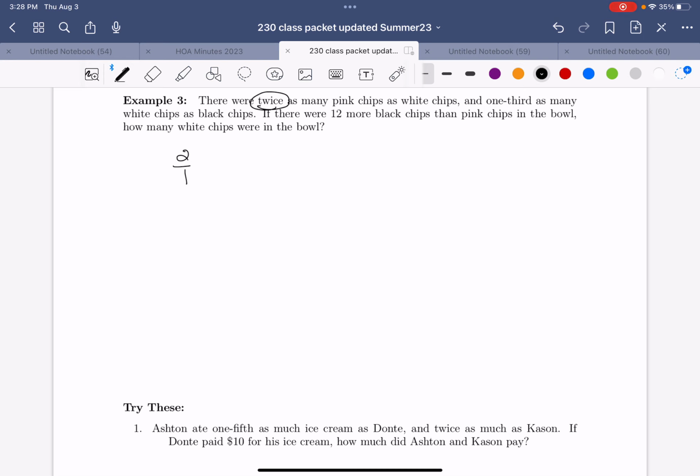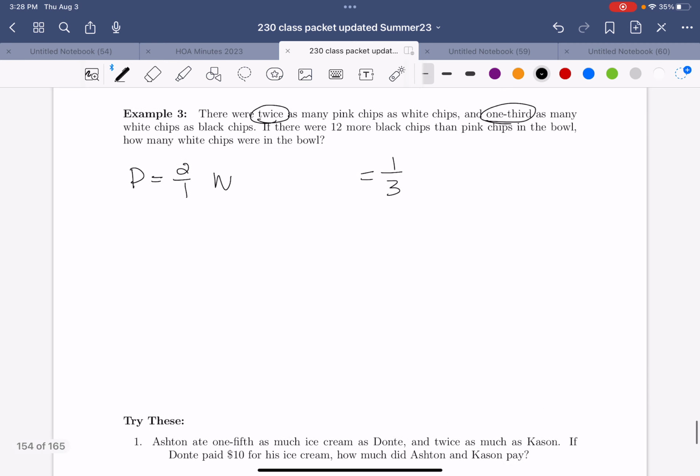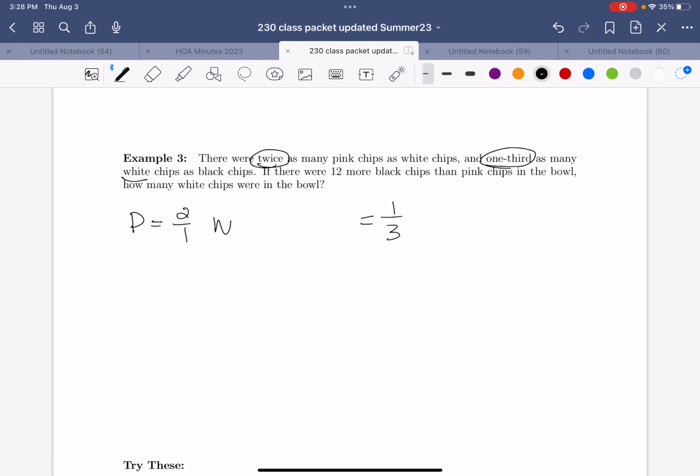Only instead of writing pink on the top, I'm going to write pink on the left and white on the right. And I'm going to put an equal sign after my first letter. That's how I kind of write my equations. The next one is the 1/3. So 1/3 and my equal sign in front of it. And that relates white to black. So this is white is 1/3 of black.